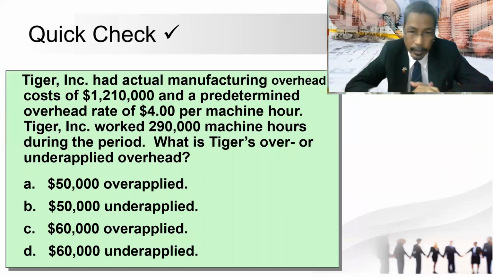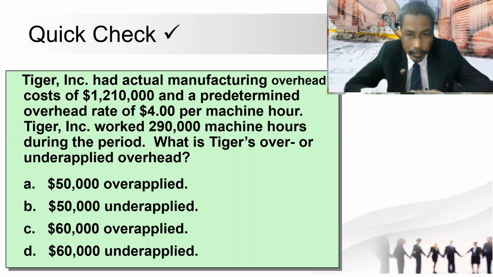Just take a look at our problem solving so that we can test our knowledge. Tiger Corporation had actual manufacturing overhead cost of $1,210,000 and a predetermined overhead rate of $4 per machine hour. Tiger Corporation worked 290,000 machine hours during the period. What is Tiger's over or under applied overhead? So is it over or under?